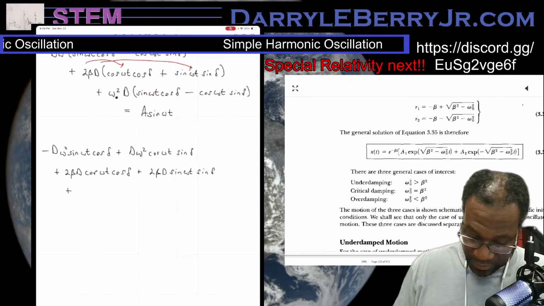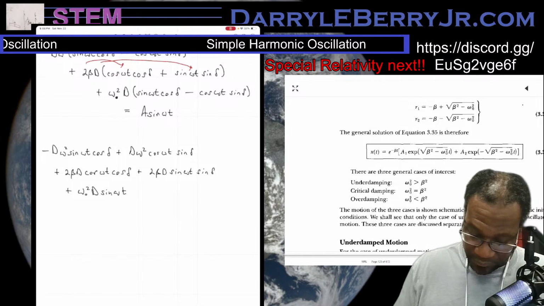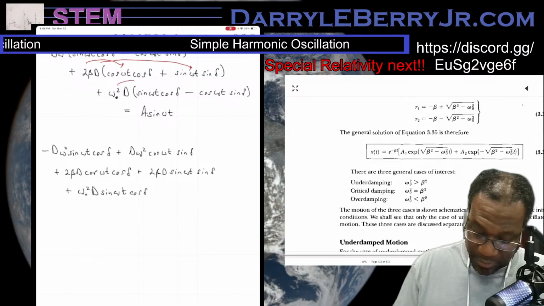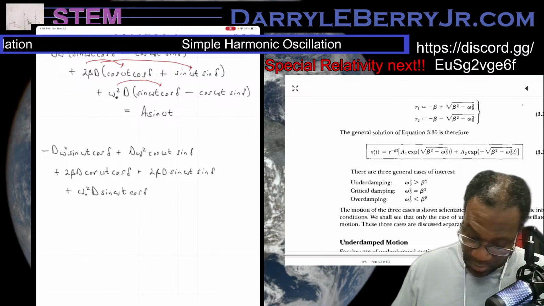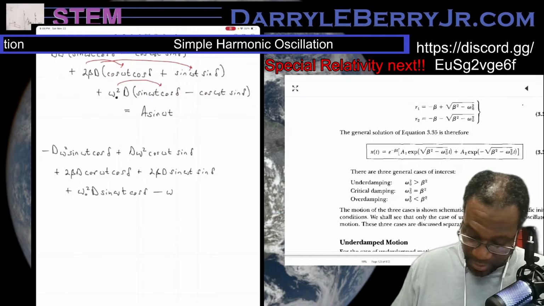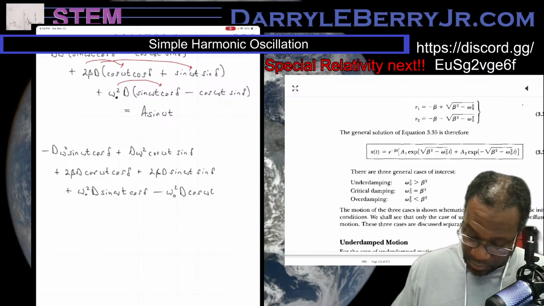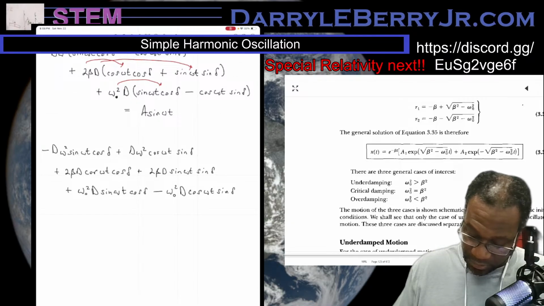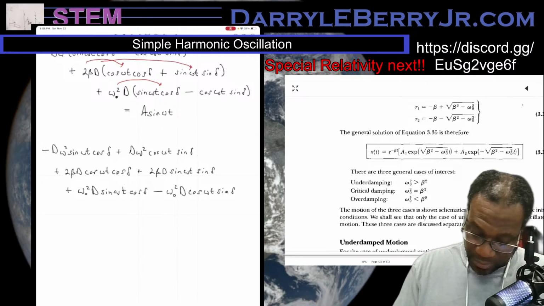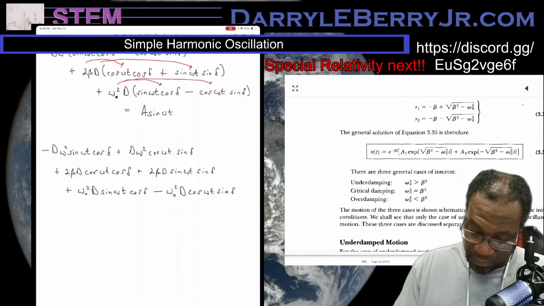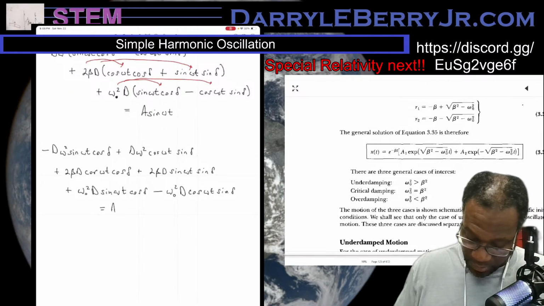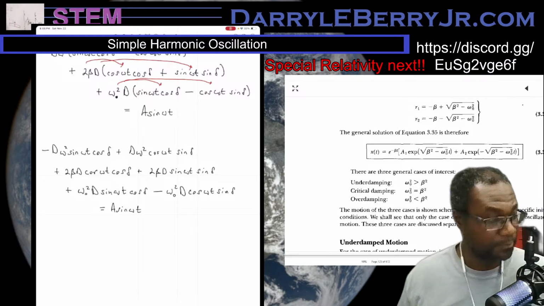And then we have plus omega naught squared b sine omega t cosine delta. That's distributing this one here. And then we have minus omega naught squared b cosine omega t sine delta, distributing, also equals a sine omega t.